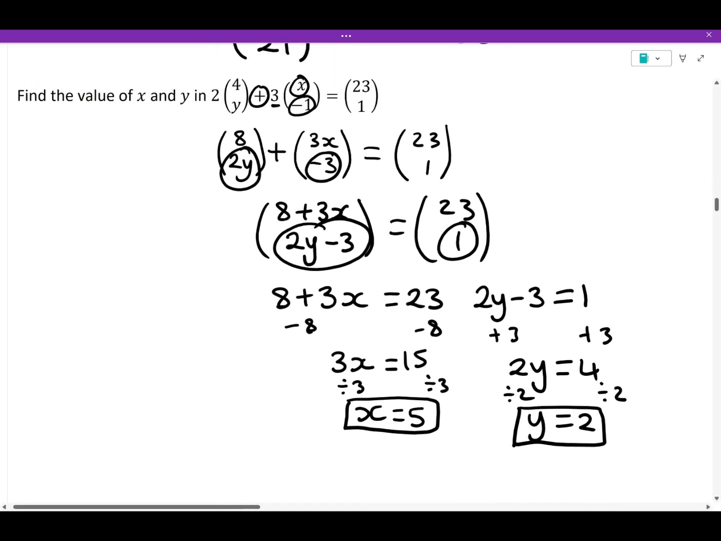Now, it is possible you could end up in a scenario with simultaneous equations where you've got x and y in both equations, and you might have to deal with that as well, which is a more complicated type of question. But the general approach to what I've done to get the equations should always be the same.